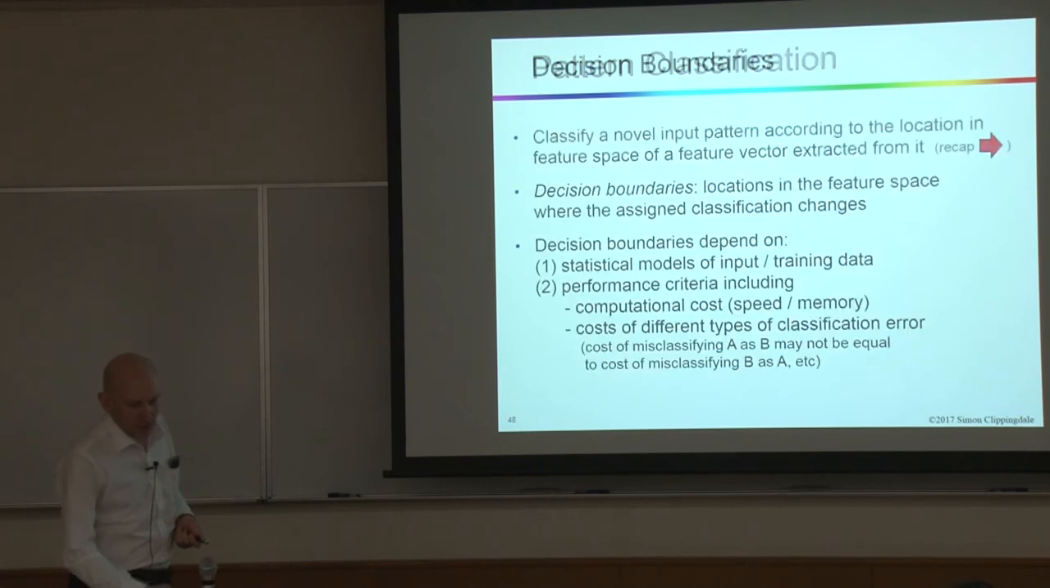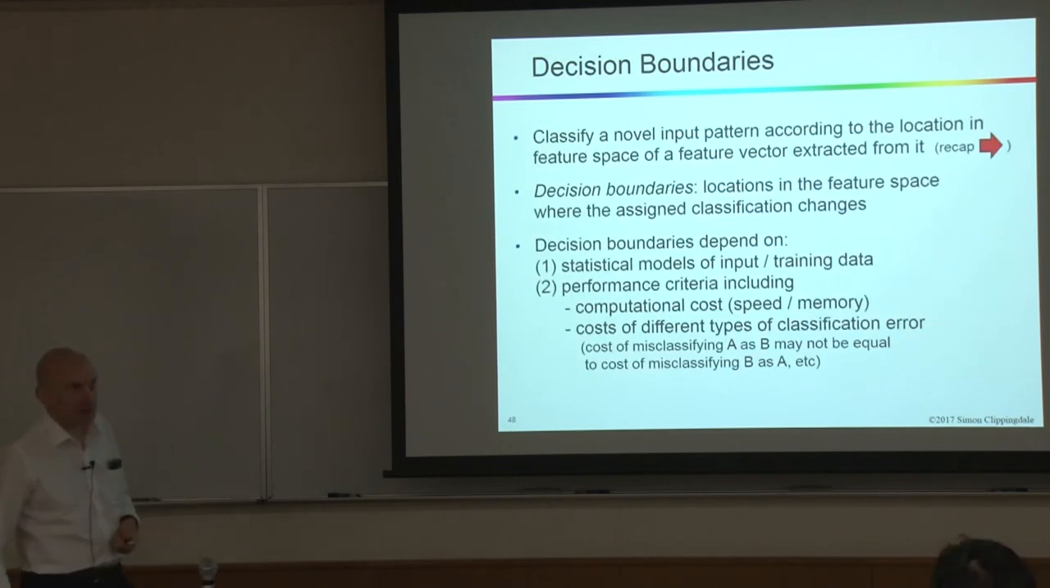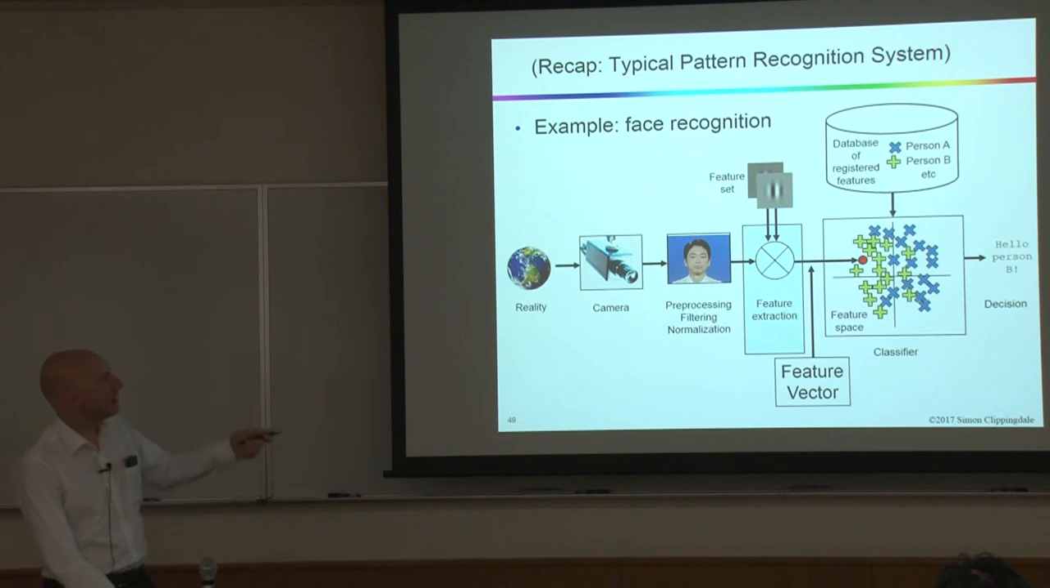Okay, on to the next section, which is pattern classification. We wish to classify a novel input pattern according to the location in the feature space of a feature vector extracted from it. Just to go back to this slide again, up until now I've talked about the kind of features that are extracted by this stage here. Now we want to talk about how you do the classification at this stage here.